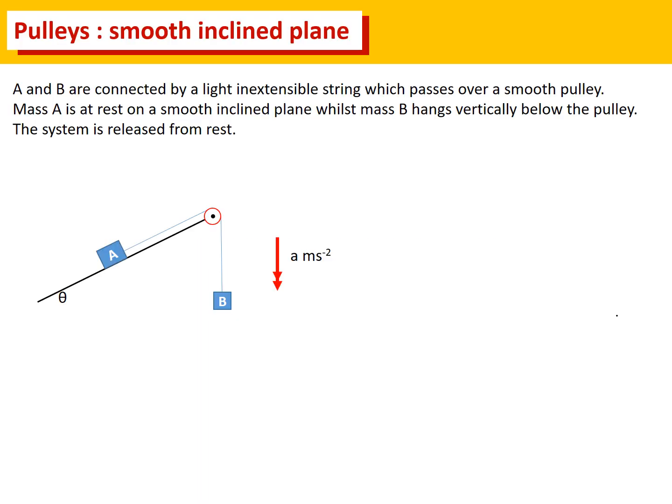This is our third pulleys video, and as it says, it's pulleys on an inclined plane. So here's the situation. Mass A is at rest on a smooth inclined plane, and particle B, or mass B, is hanging down, and the question is, will there be acceleration in the system, and if so, in which direction?